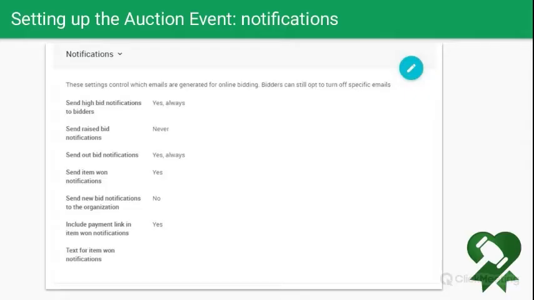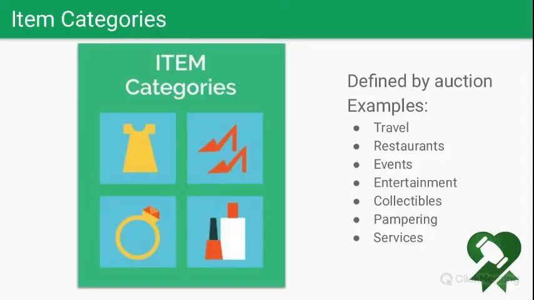So there's lots of choices for setting up notifications for your auction event. I'm not going to read through all of them, but read through each one individually to make sure it matches your expectations. Item categories are really important when you're doing an online auction because it gives people an easy way to scroll through the list and find exactly what they're looking for.